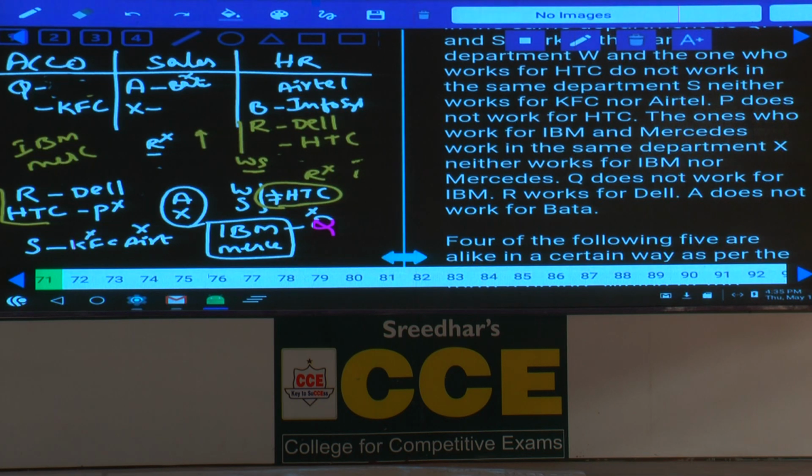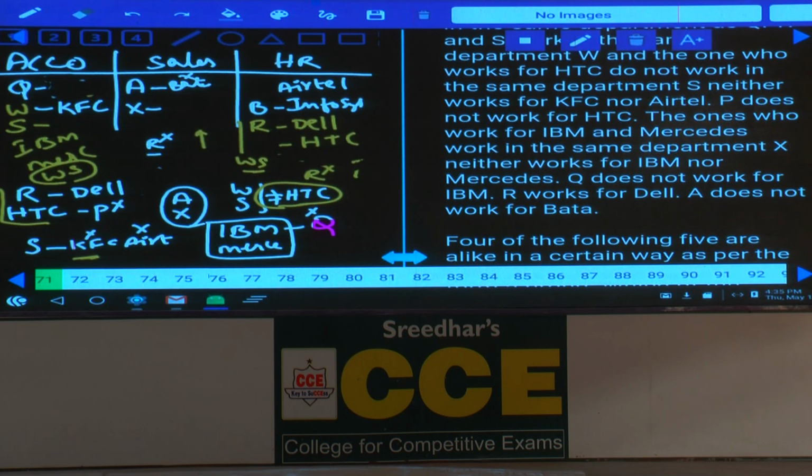Right? In these 2 places W and S must come. Now, W and S cannot be HDC. S is not KFC. As S is not KFC, W must be KFC. Done? Who is the person left over here? W and S. S must be here. And this S is in which one? What is the other thing left over here?